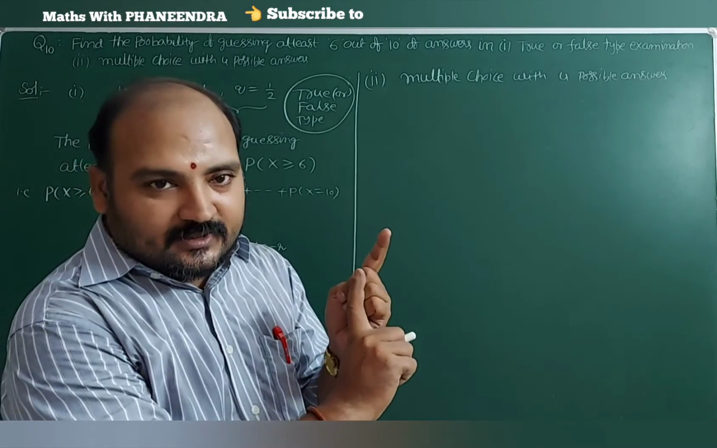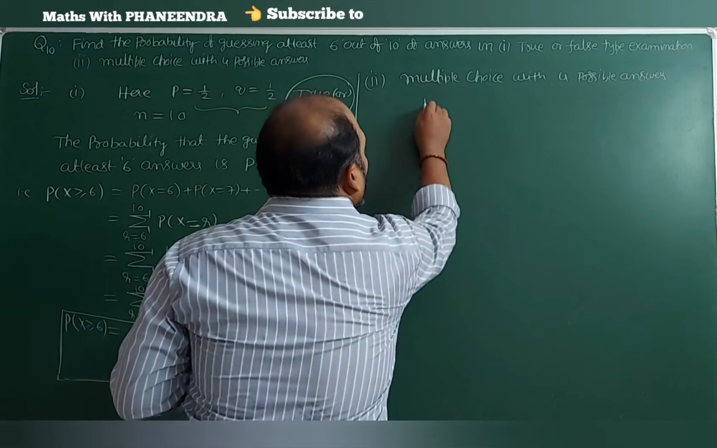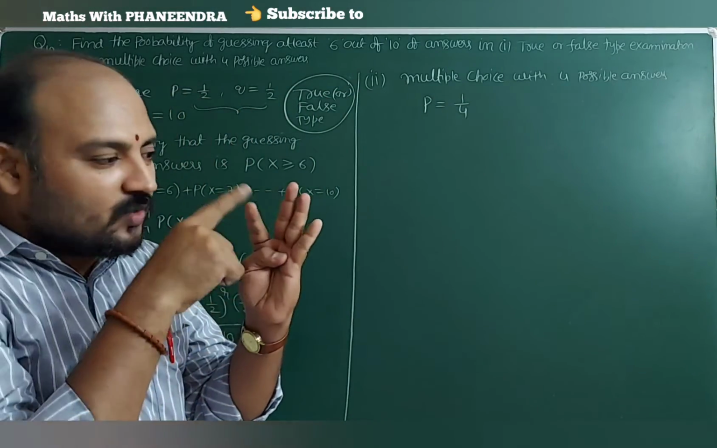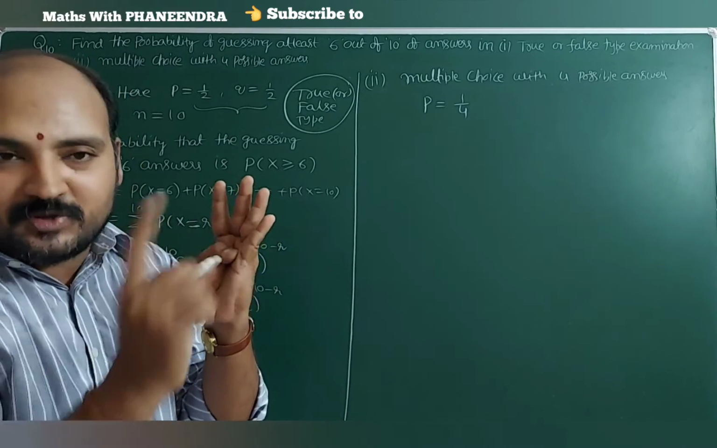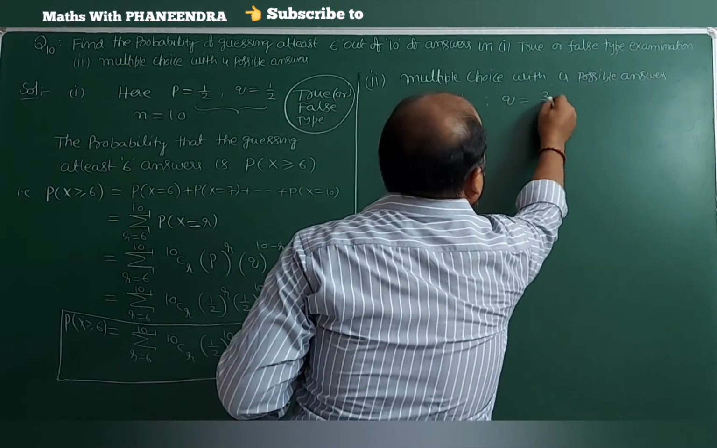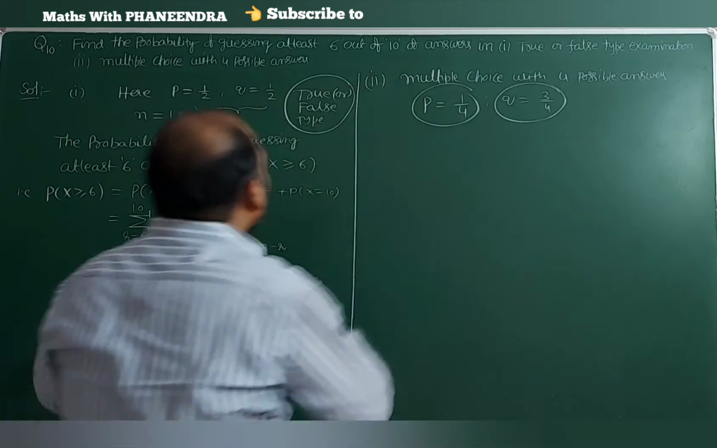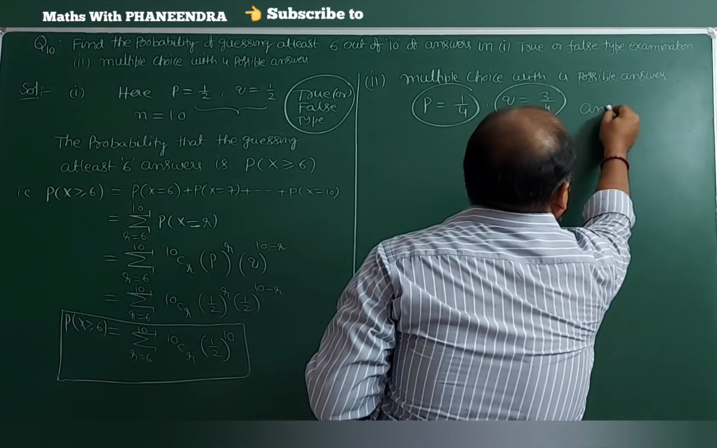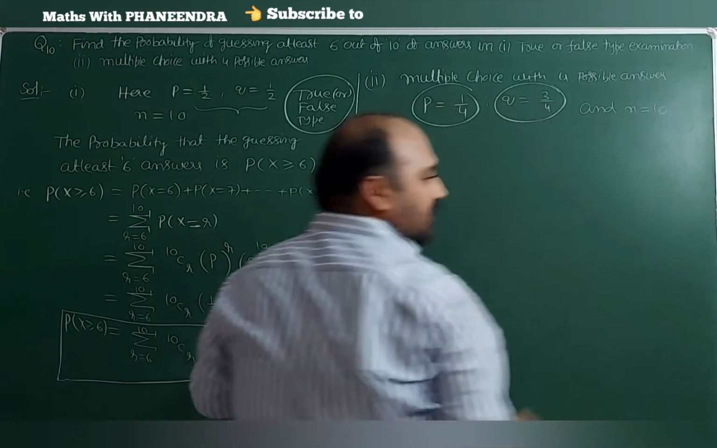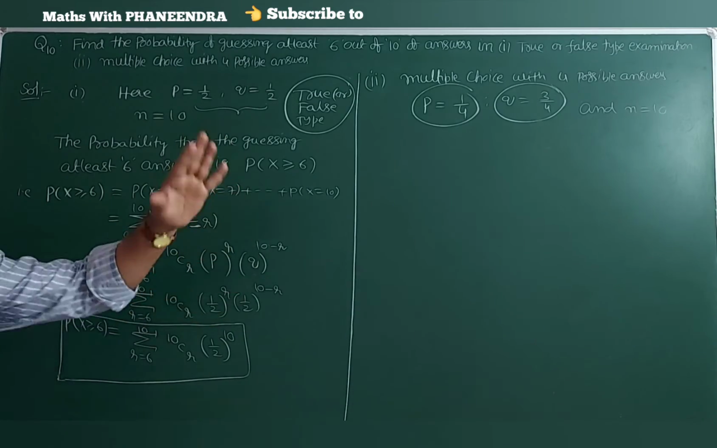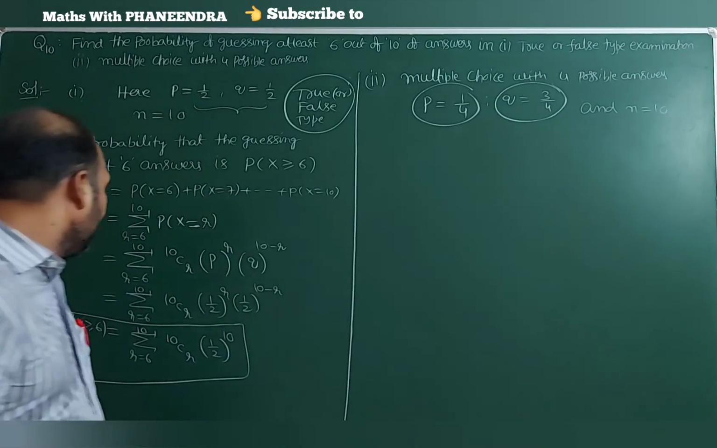So, not correct answers. So, what is P? P is equal to, in this case, 1 by 4. So among the 4 options, one option is the right option. The remaining 3 options are not correct. So P is equal to 1 by 4. Then Q is equal to 3 by 4. So the number of questions n is equal to 10 only. The same steps you have to write here, but the change is only that P and Q values will be changed in both cases.